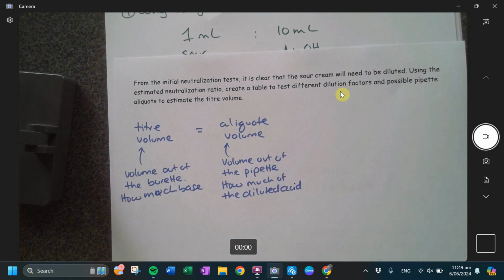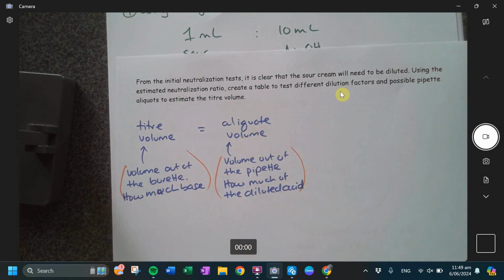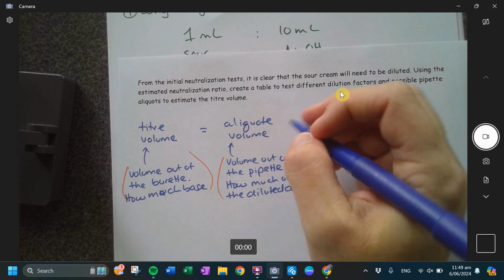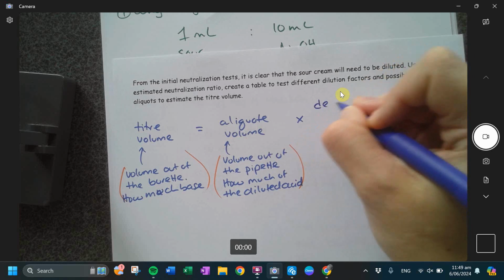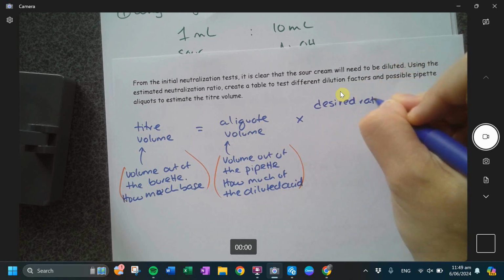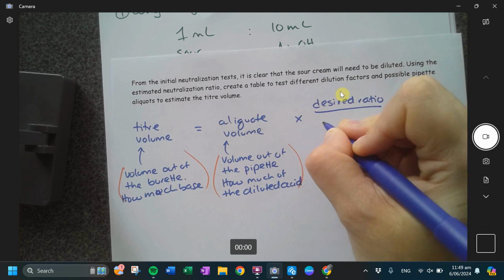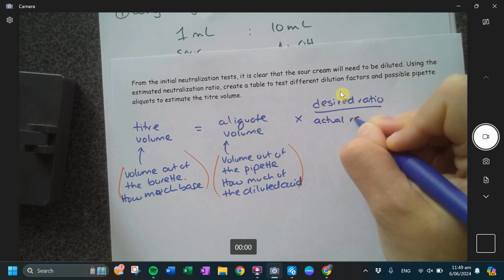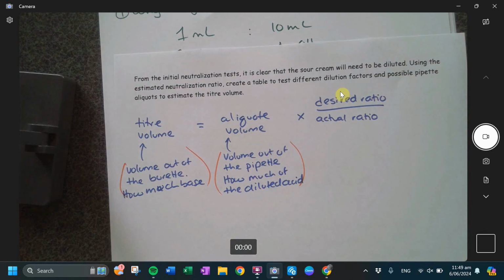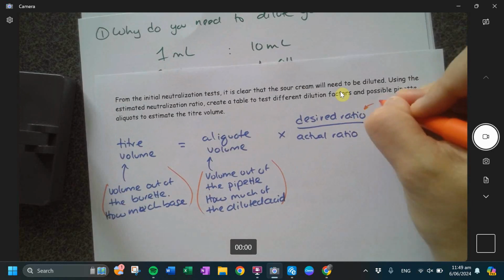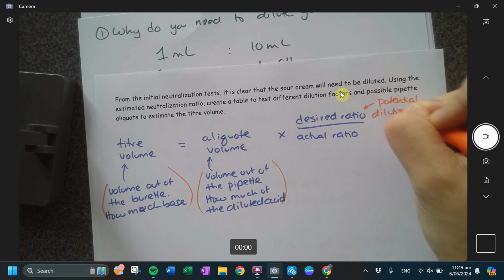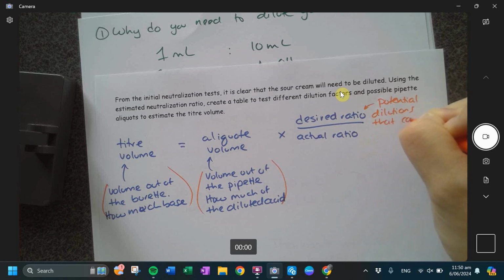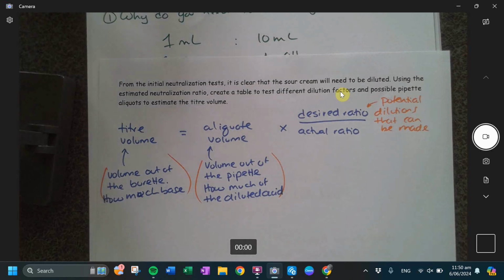I should add that you don't need to write this stuff in for your assessment. This is just me helping explain what each thing is. So the aliquot volume, I multiply that by the desired ratio divided by my actual ratio. Desired ratio is the potential dilutions we can make, and the actual ratio is what you found experimentally.